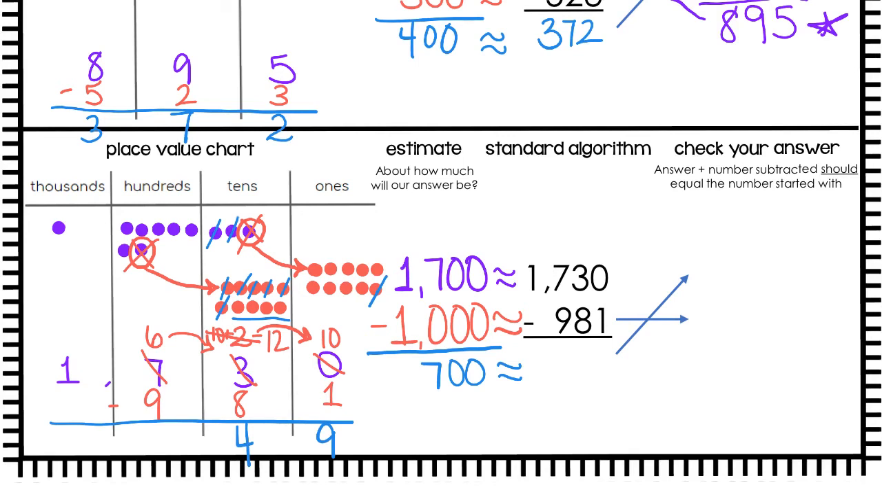So I have to go over to the thousands place. And I have to say, all right, 1,000 is the same as 10 hundreds. 100, 200, 300, 400, 500, 600, 700, 800, 900, 1,000. So I'm going to regroup my 1,000 into 10 hundreds. I regrouped my 1,000 into 10 hundreds.